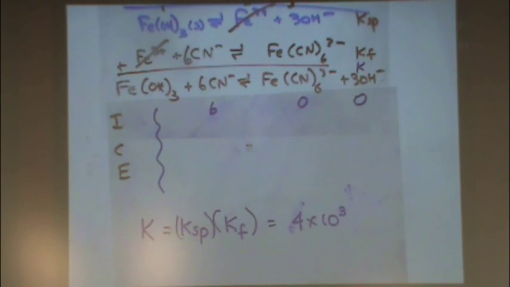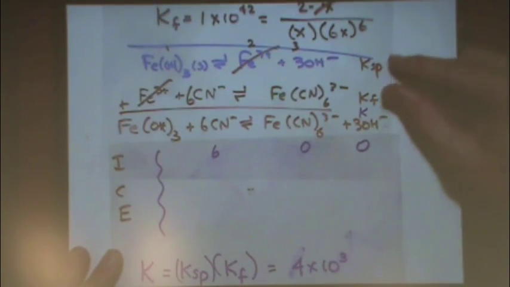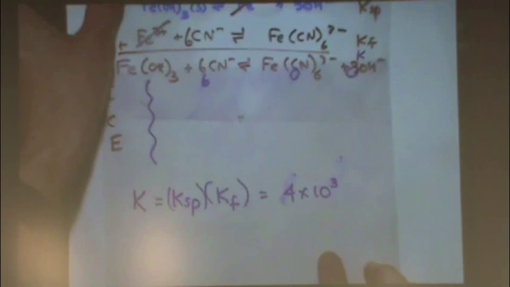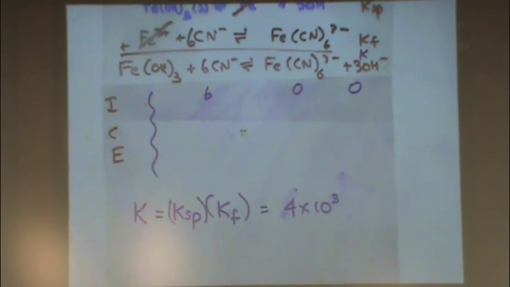Why do I multiply those? Because I added the reactions. When you add the reactions, you multiply the K's. If there were delta H's, you would add them. But these are K's. Okay, can I continue with the reaction as is?